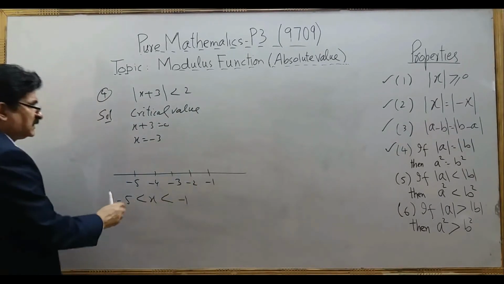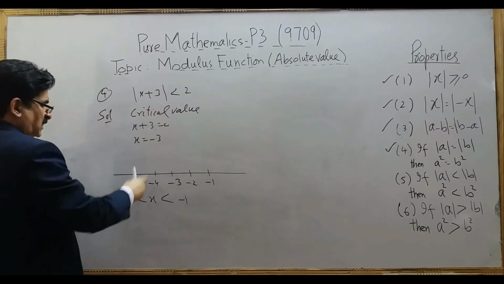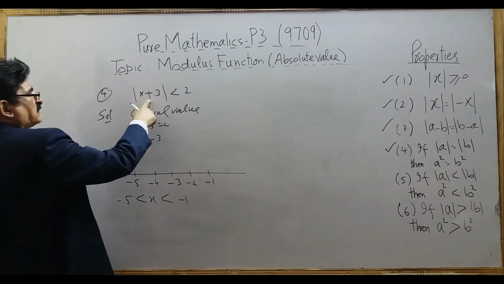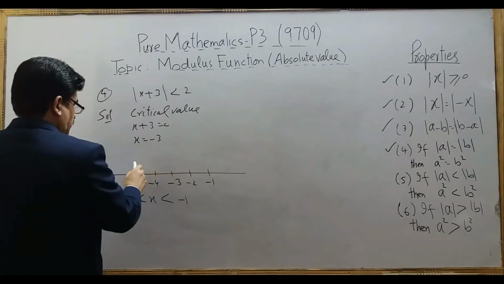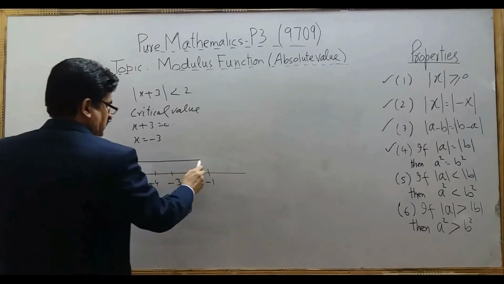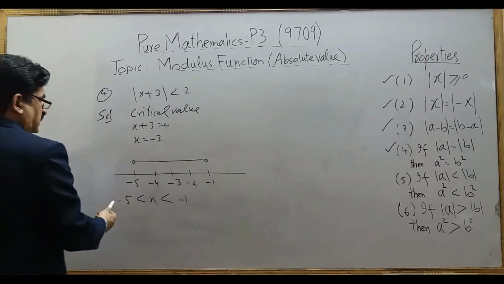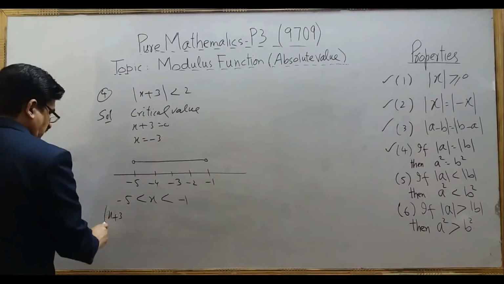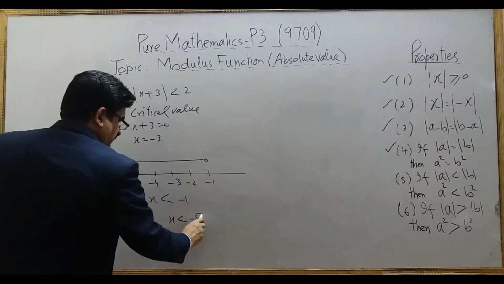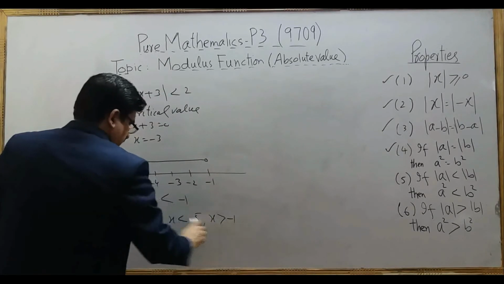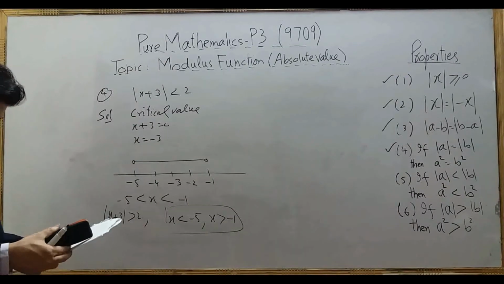For example, if you put minus 2, yes, minus 2 plus 3 is 1, less than 2. If you put minus 4, it will be minus 1, and its mod is less than 2. So your solution is between this and this. Now if again you have |x plus 3| greater than 2, then your answer will be x less than minus 5 or x greater than minus 1. So the answer to this part will be like this.